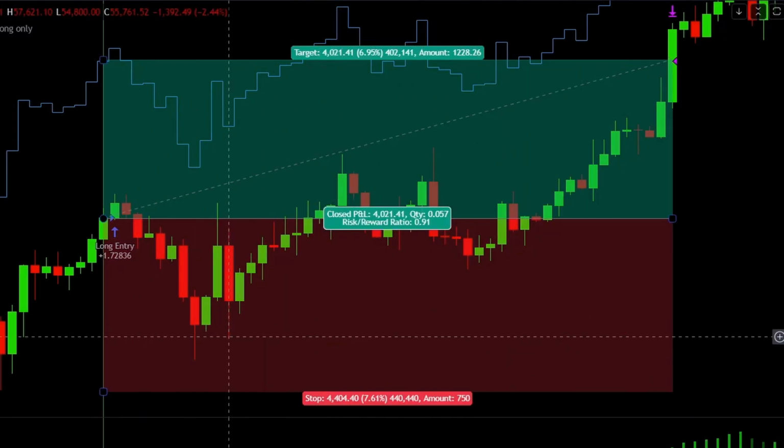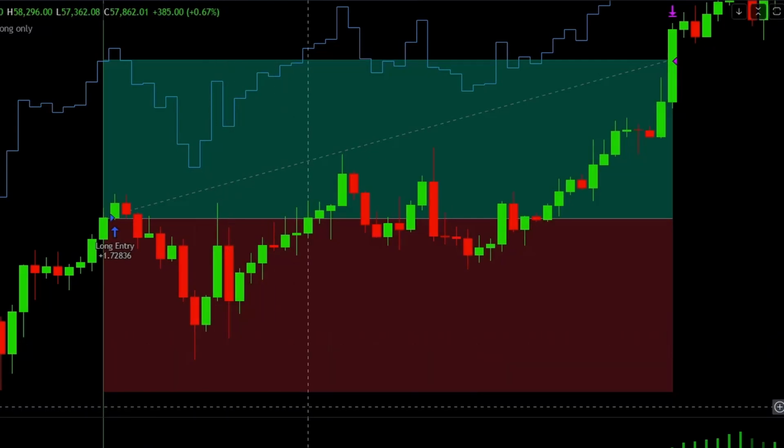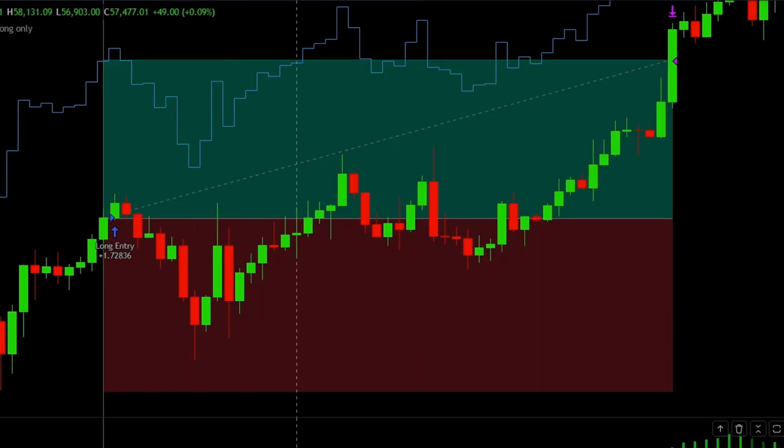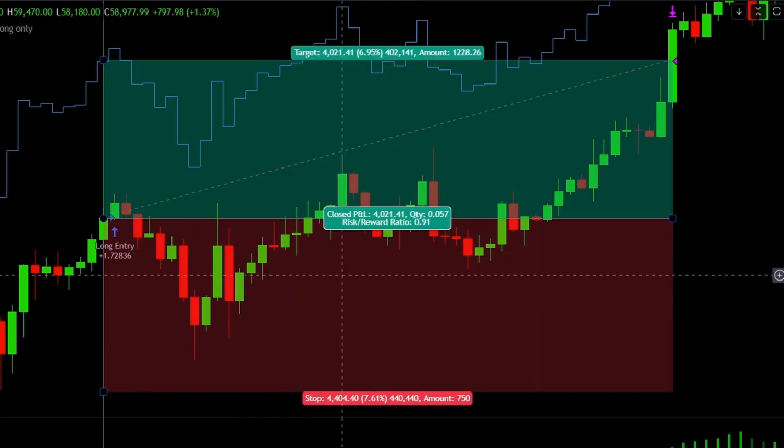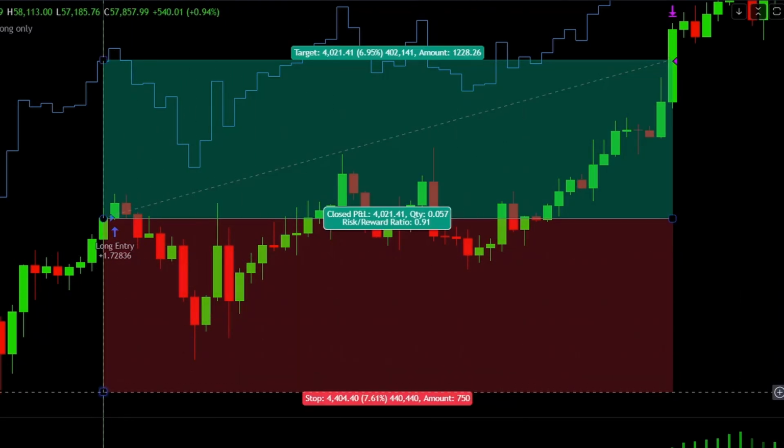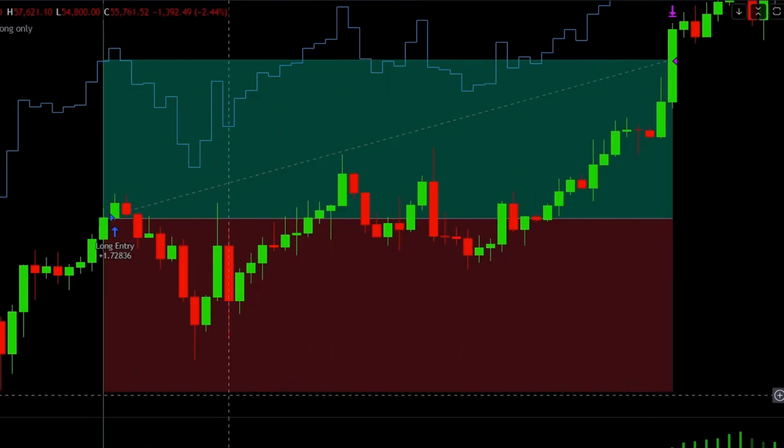The same goes for updating the stop loss. So when a new valid entry comes, like here, we won't update the stop loss to the last 25 candle low. We will keep the original stop loss fixed right at that level.